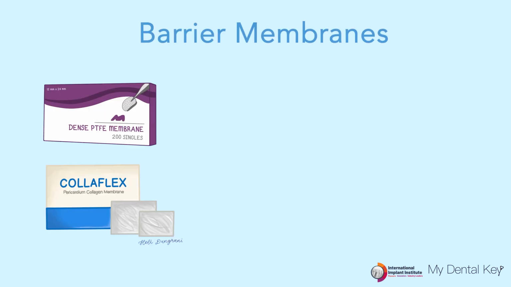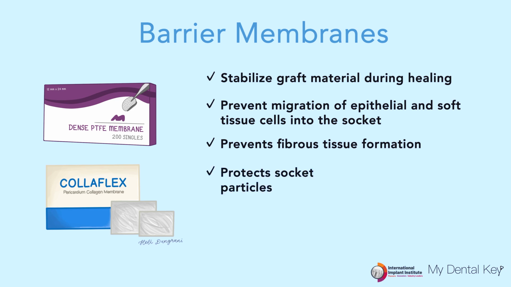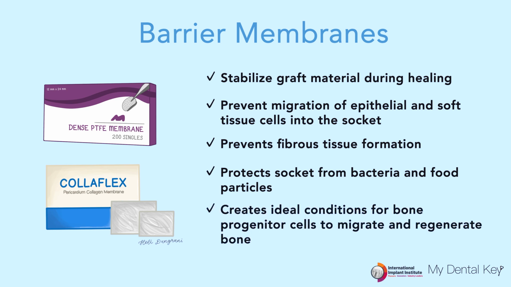Barrier membranes are important for holding graft material in place and preventing epithelial and soft tissue cells from migrating into the socket during healing. Since soft tissue heals faster than bone, the membrane acts as a barrier to prevent the formation of fibrous tissue, which can compromise the extraction site. Fibrous tissue lacks the stability required for implant placement, making the membrane critical for ensuring proper bone regeneration. Additionally, barrier membranes protect the socket by preventing bacteria and food particles from entering, creating an environment that allows only bone progenitor cells to migrate into the area and support solid bone formation.